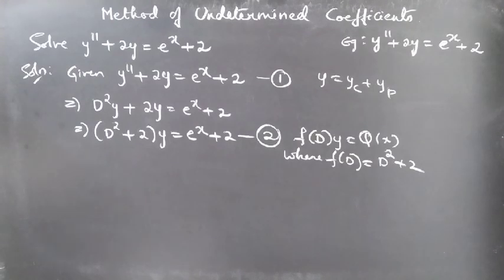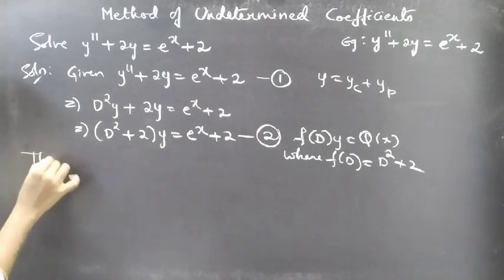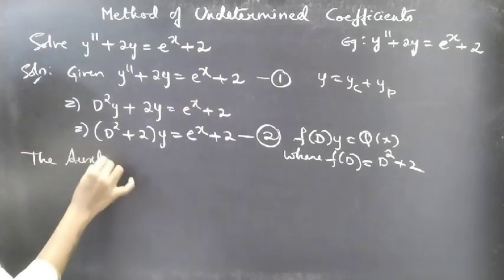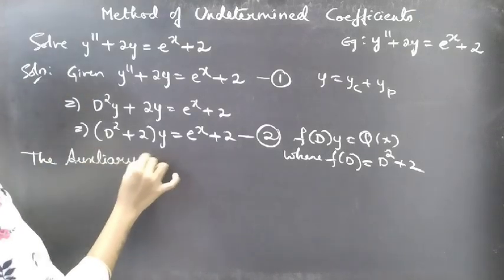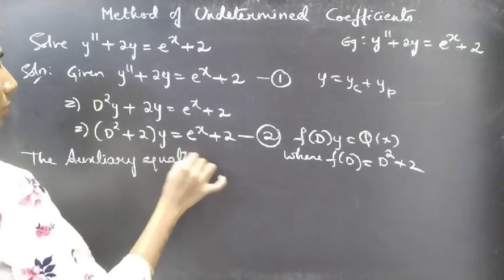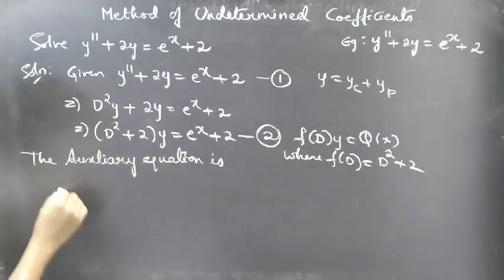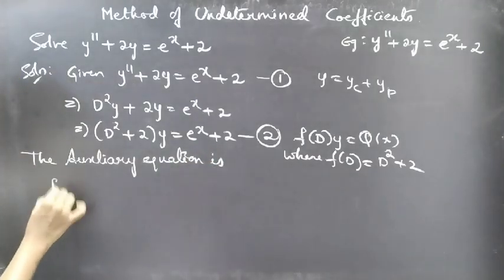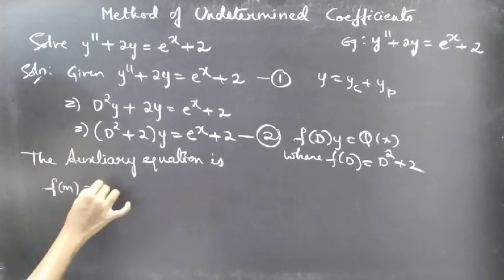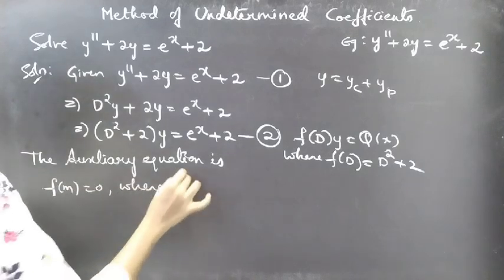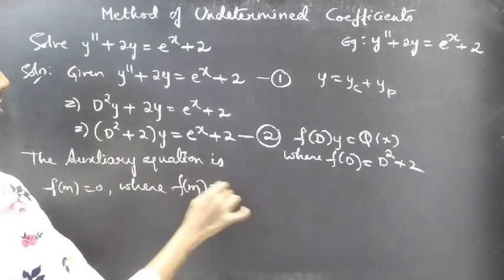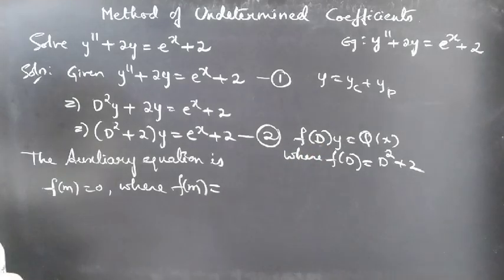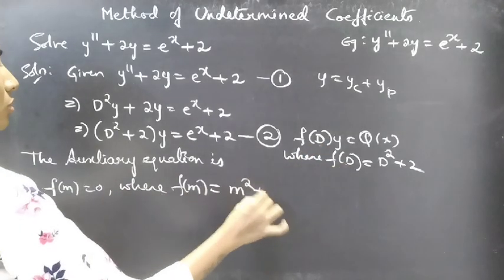So we'll begin with yc. Firstly we need to find yc. We know that we can find yc using the auxiliary equation. The auxiliary equation is f of m equal to 0, where f of m is f of D with D replaced by m. Then you'll get f of m equal to m square plus 2.